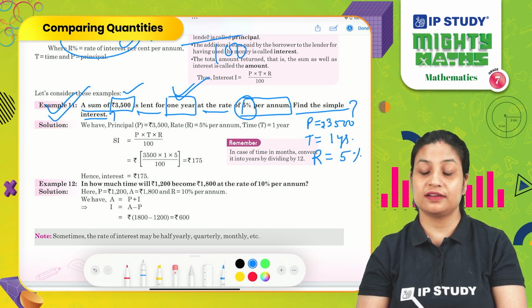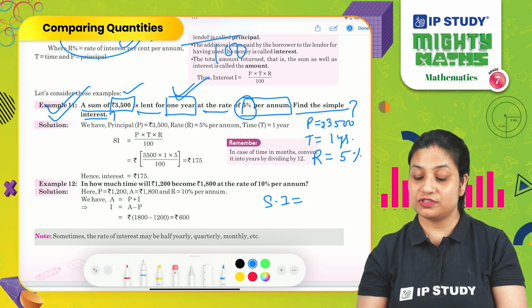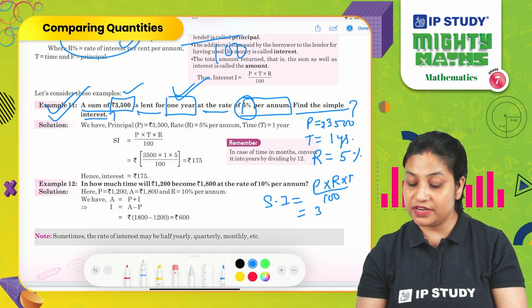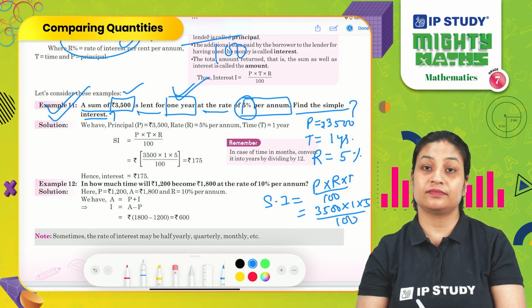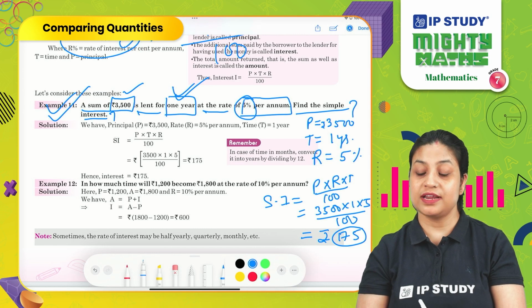5%, right? So simple interest needs to be calculated. Just put these values in the formula. 3,500 multiplied by 1 multiplied by 5 divided by 100. Right? So what will be your answer? Your answer will be rupees 175.